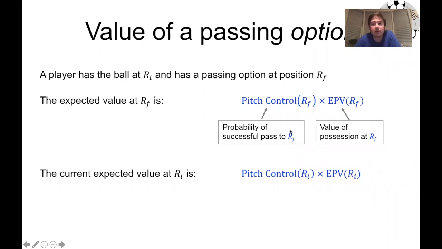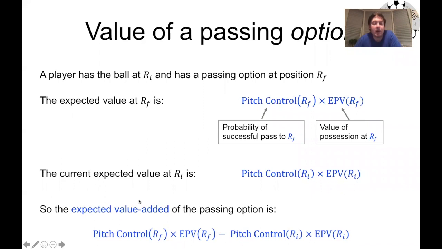And so what this is saying is that the current value of the possession is not solely the EPV value, it's the EPV value multiplied by the degree of pitch control at the current location. The player is not guaranteed to retain possession if he or she decides not to make a pass.